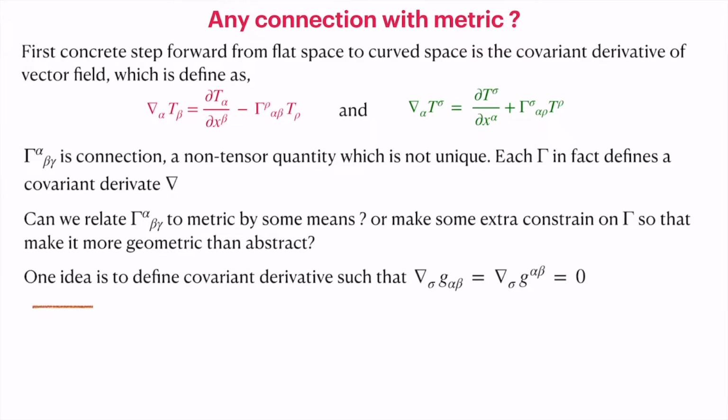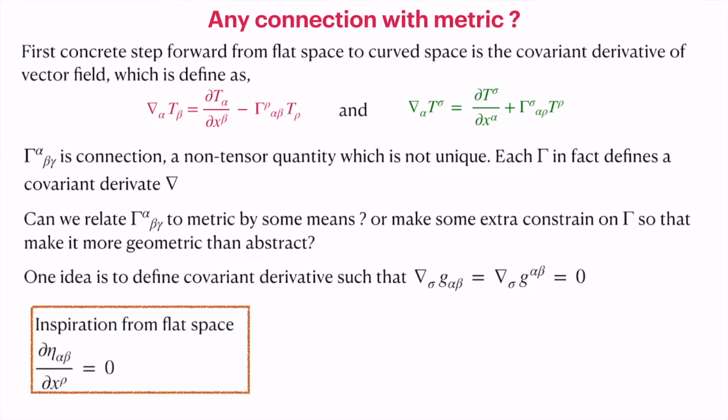We have seen that in the Minkowski space, or the flat space time, we have a metric which is constant. That is, its partial derivative with respect to space time coordinates is 0. If we simply generalize this idea to the curved space time, now we have a new differential operator, that is covariant differentiation. Intuitively, our metric also should remain constant with respect to this new covariant differentiation, and that is the reason to impose this condition, that the covariant differentiation of both upper and lower metric is 0.